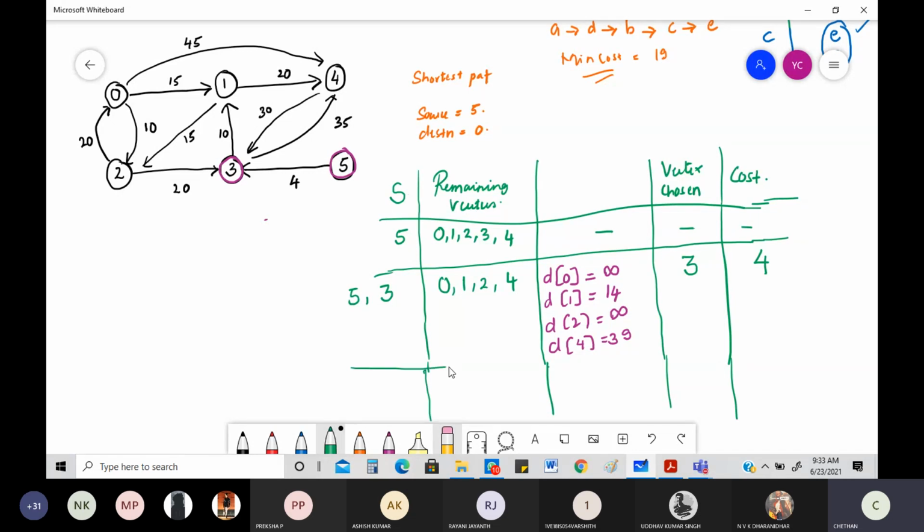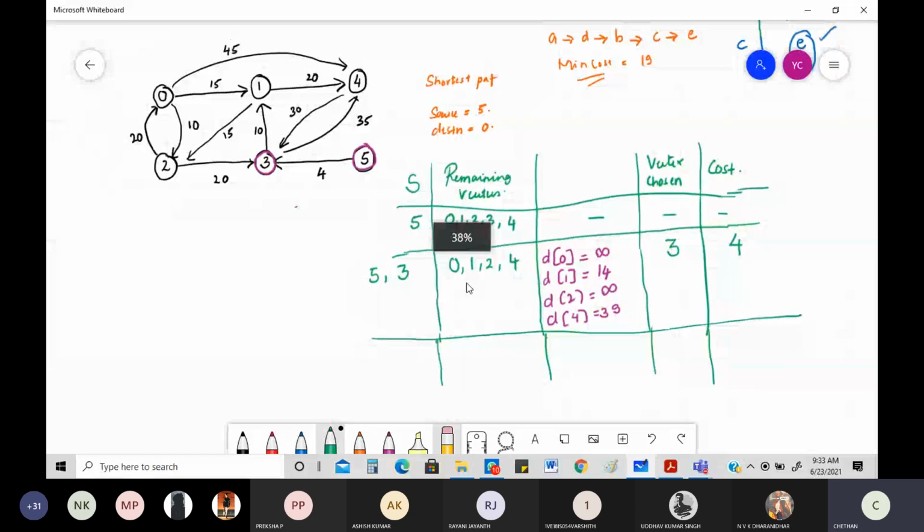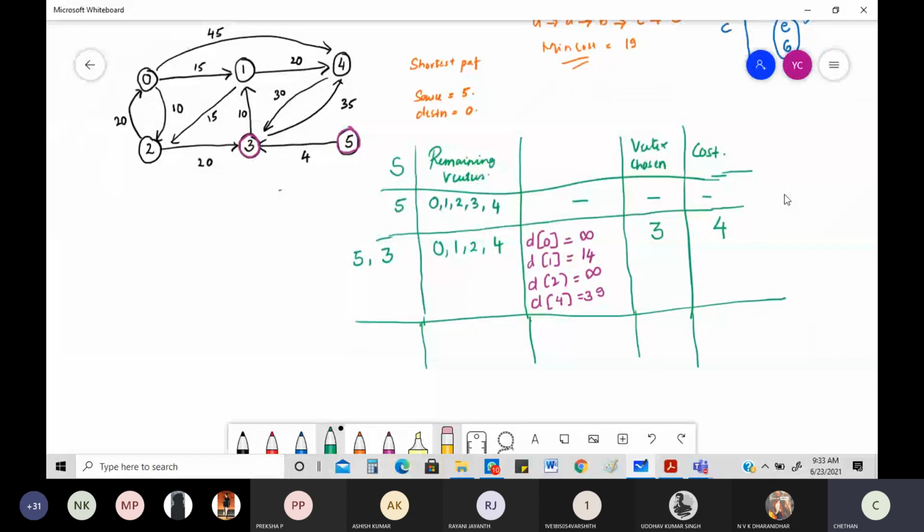Okay, this is with regard to done. Two things I have chosen. What are the two things I have chosen? First thing is with regard to my source, then the next node 3. Then from 3, from here itself I can figure out what is my next source would be. How? Very simple. Just look into the previous column.